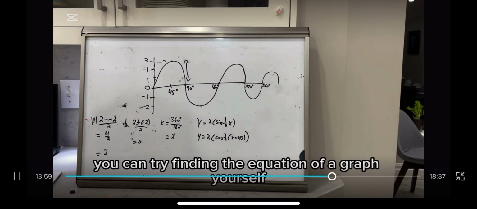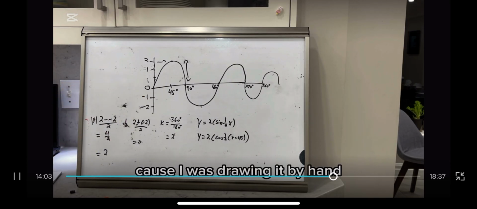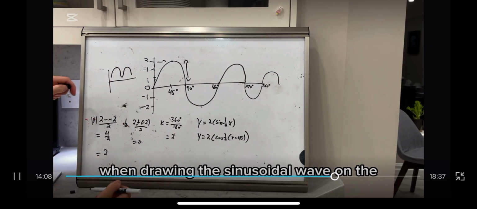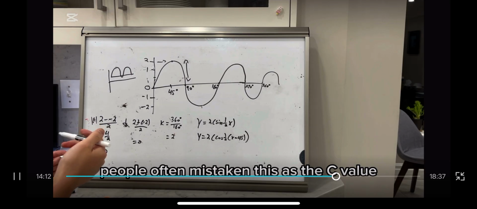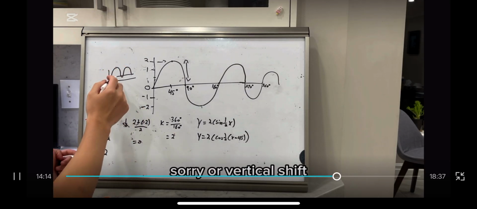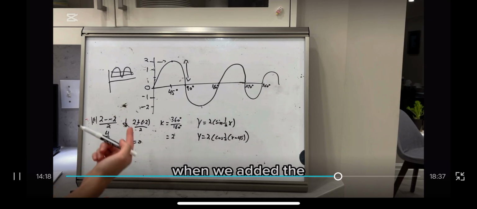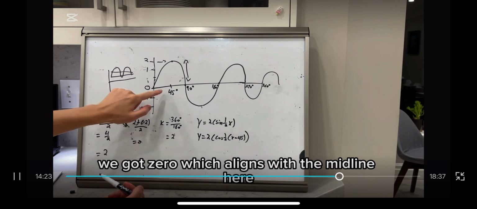So here you can try finding the equation of a graph yourself. But sorry, the graph isn't very consistent throughout, because I was drawing it by hand. And also I want to note a mistake that a lot of people make. When drawing the sinusoidal wave over the x-axis, people often mistake this as the d value, or the vertical shift, when in reality it's the midline, such as here. When we found the d value, when we added the maximum and minimum and divided by 2, we got 0, which aligns with the midline here.